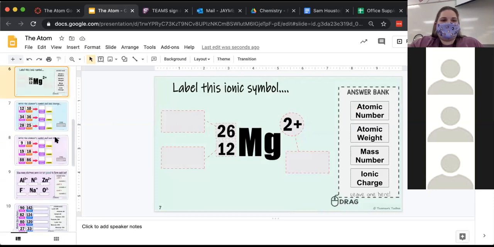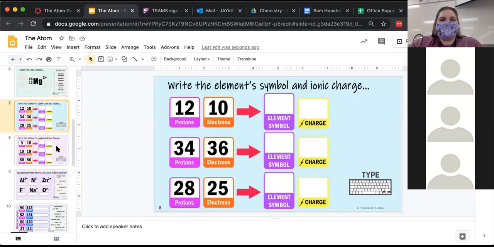And then there's some here where you're going to type in, so it says like, write the symbol of the element and the charge. So you will need a periodic table to refer to when you're doing this, because I'm going to have to look up the element by looking at the number of protons, because that's how I identify the element. And then the charge I get by comparing protons and electrons.